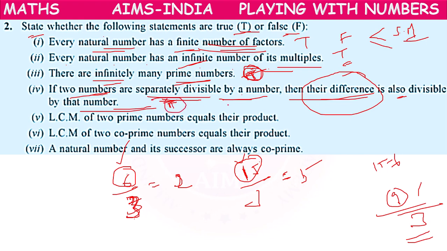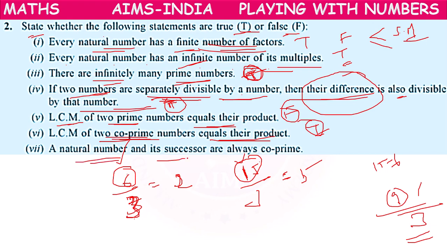Next. LCM of two prime numbers equals their product. Wrong. Because the LCM of co-prime numbers being equal to their product is true, but the LCM of all prime numbers is not always equal to the product. This is wrong.